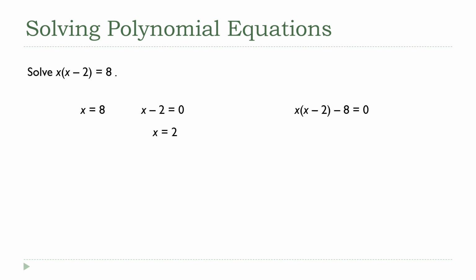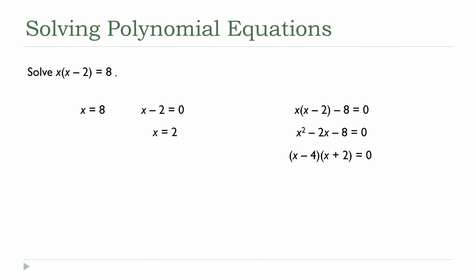Now, this is not factored, right? It's not something times something equals 0. So I'm going to undo the partial factoring on the left-hand side. I'm going to make this x squared minus 2x minus 8 equals 0. Now I'm going to factor it again. x minus 4 times x plus 2.